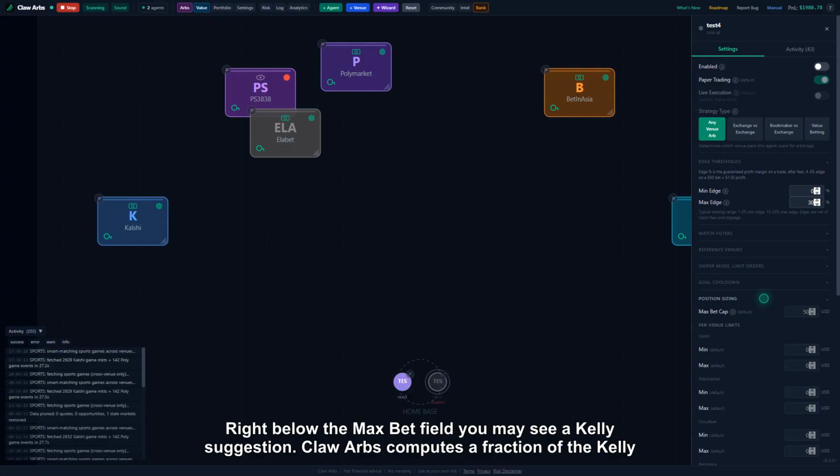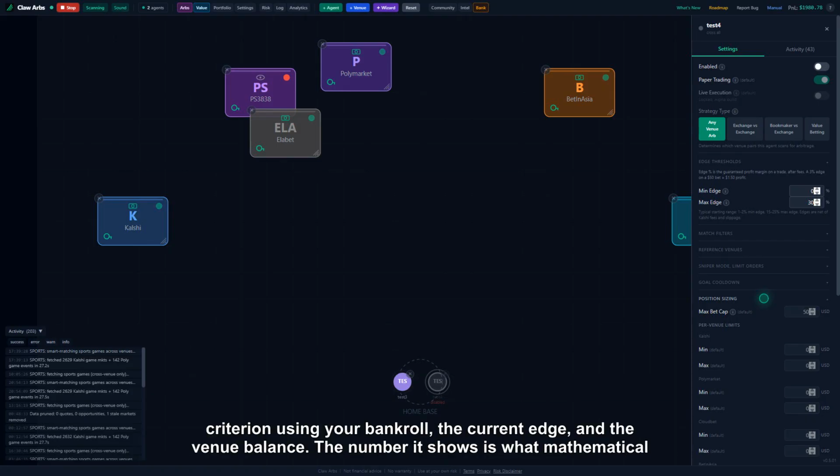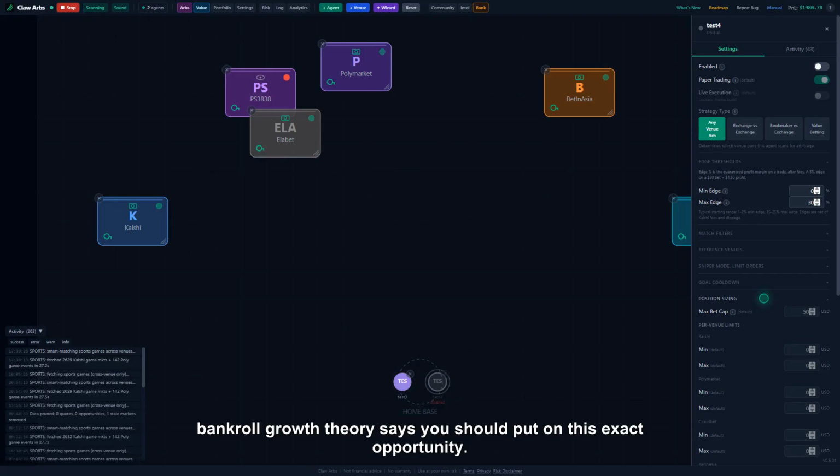Right below the max bet field, you may see a Kelly suggestion. Claw Arbs computes a fraction of the Kelly criterion using your bankroll, the current edge, and the venue balance. The number it shows is what mathematical bankroll growth theory says you should put on this exact opportunity.